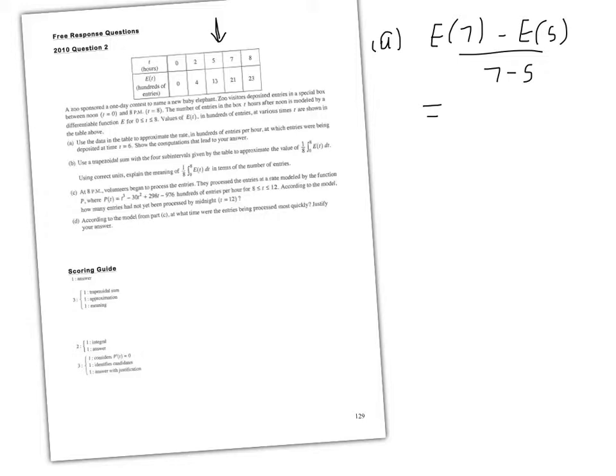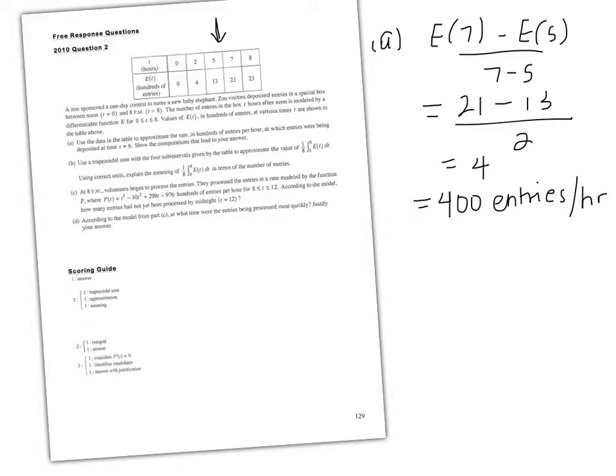So we get E of 7 is 21, so that's the number of entries in hundreds of entries at 7 o'clock, minus E of 5 is 13, divided by 2. So we get 8 over 2, so we get 4. Now what are your correct units? So it would be 4, but it's in hundreds of entries per hour, right? So I would say 400 entries per hour. So at 6 o'clock, you're getting pretty close to 400 entries per hour during that time. I know this zoo is very popular. There's busloads of children naming this elephant.